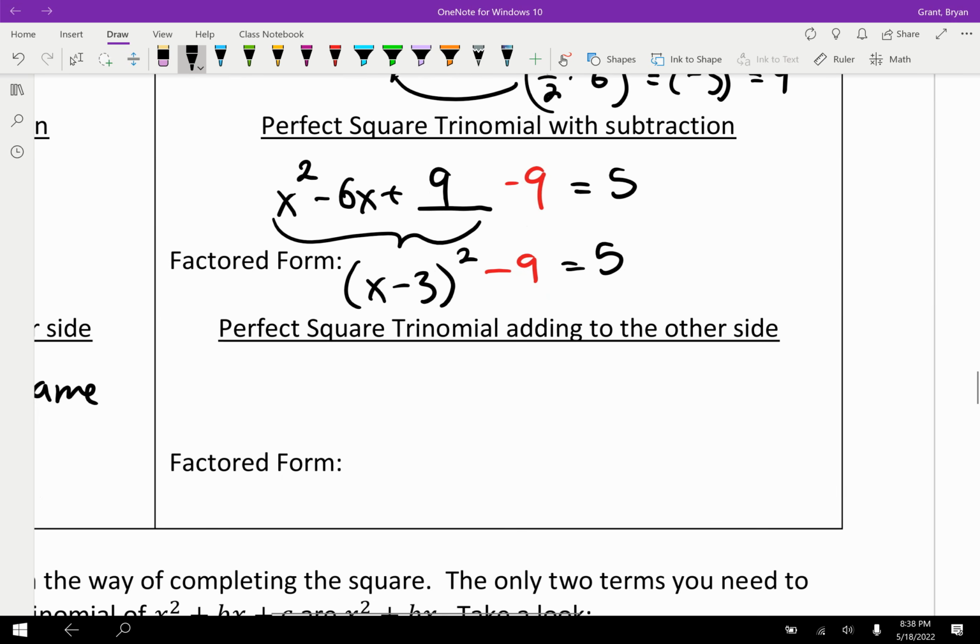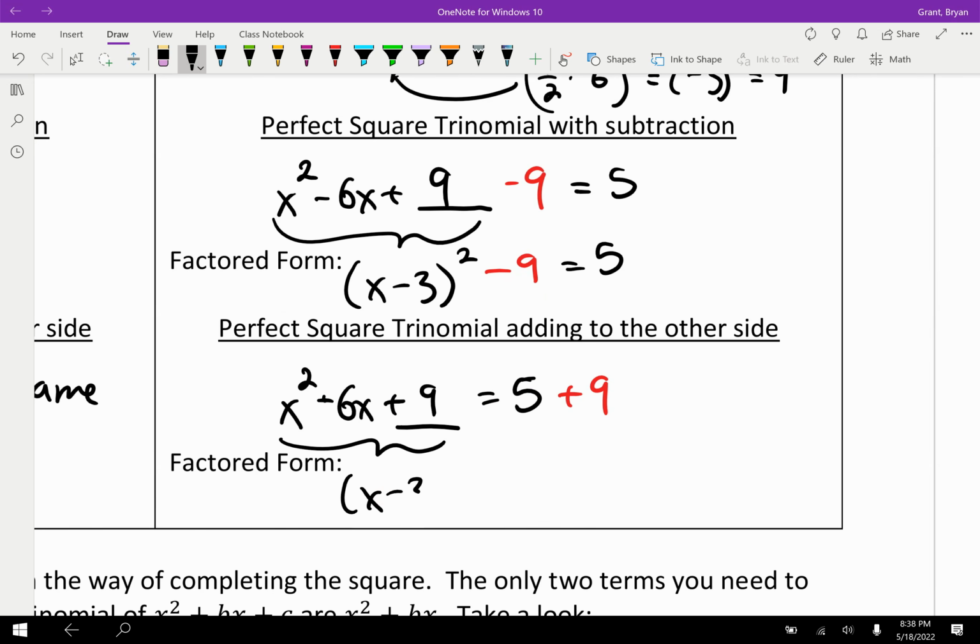What about if we did it with adding to the other side? X squared minus 6x plus 9, perfect square trinomial. And then on the other side, there was still an equals 5. If we add 9 to one side, we better add 9 to the other. And then factored form, x minus 3 squared equals 14. Can you see that these are the same, just done in a different way?